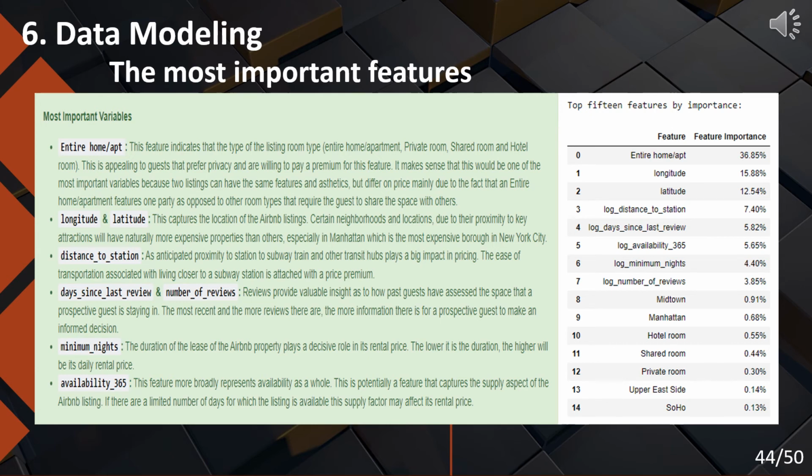Distance to station: as anticipated, proximity to subway, train and other transit hubs plays a big impact in pricing. The ease of transportation associated with living closer to a subway station is attached with a price premium. Days since last review and number of reviews: reviews provide valuable insight as to how past guests have assessed the space that a prospective guest is staying in.